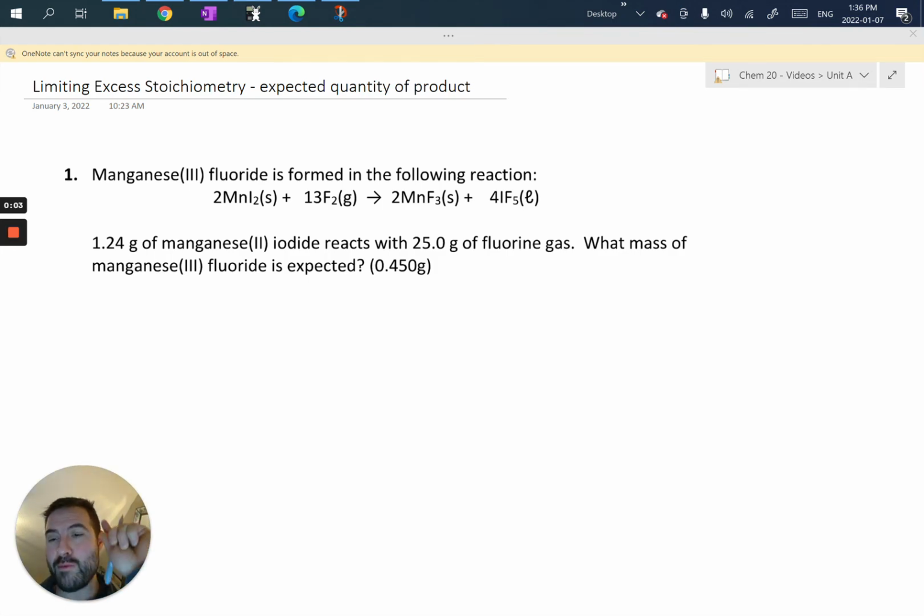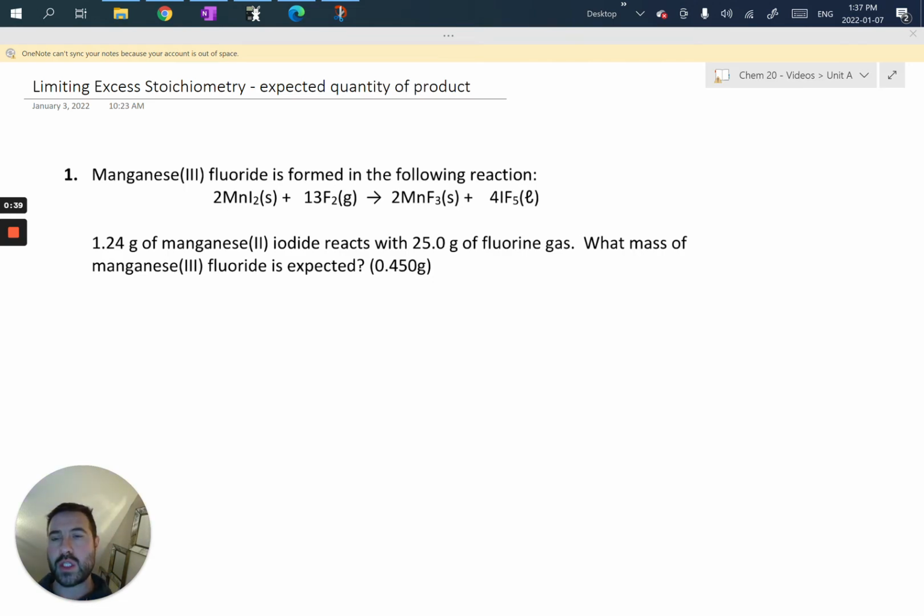I'm going to give you one more video on limiting and excess stoichiometry. In these questions, we're given a chemical reaction, and we're looking to calculate the expected quantity of product. This is kind of what we've been doing all along in stoichiometry. The only difference is you're going to be given the amounts of two reactants. You have to figure out which one is the limiting and then use that to determine how much product you can possibly produce.